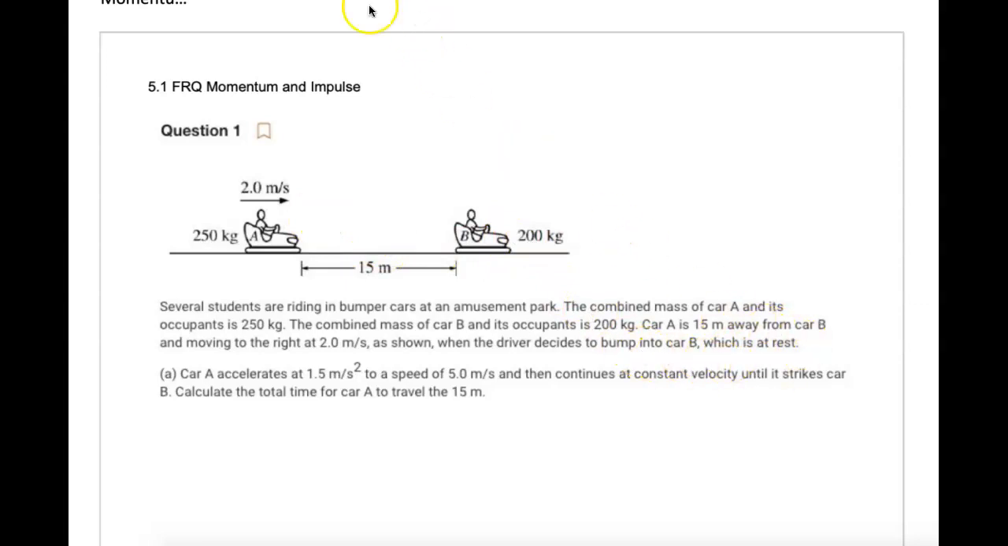So I think the big thing you need to do right off the bat is just put V equal to V0 equal to 0 meters per second for this car. And this one, the original velocity, is 2 meters per second. The first thing they want us to do is calculate, if car A is accelerating at 1.5 meters per second squared to a speed of 5 meters per second and then continues at a constant velocity until it strikes the car, how much time does it take to cover that 15 meters.